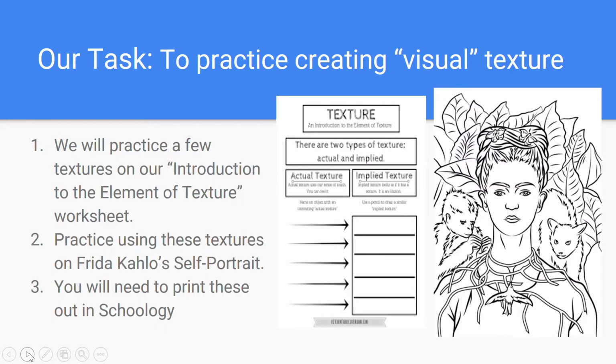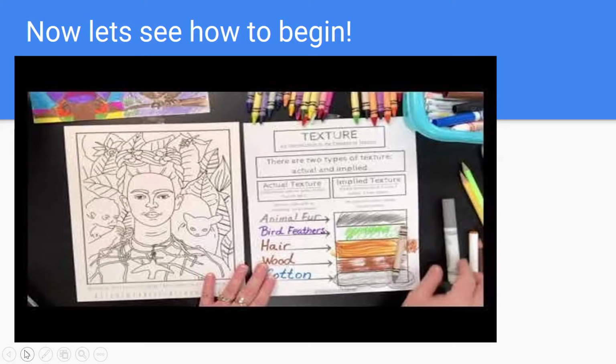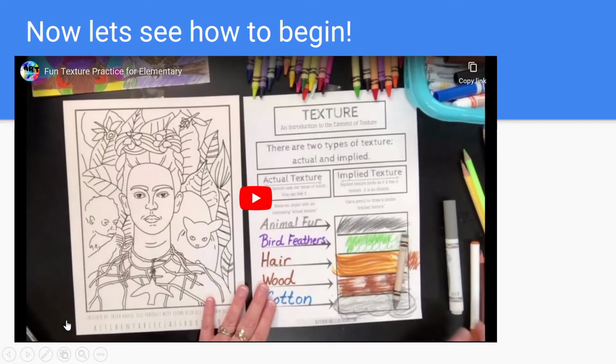Our task today is to practice creating visual texture. We will practice first on our Introduction to Texture worksheet. I will have you find objects or think of objects from around your house and then practice drawing the different textures on the other side of the worksheet. And then over here, we're going to practice using textures on one of Frida Kahlo's famous self-portraits. Both of these documents you will need to print out in Schoology in order to do this activity. Now let's see how to begin.